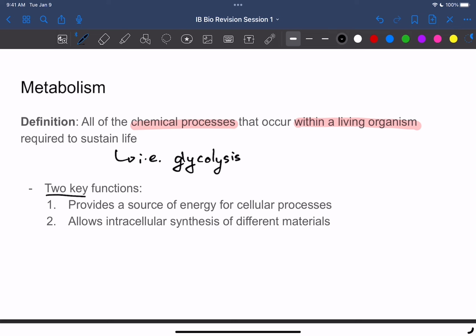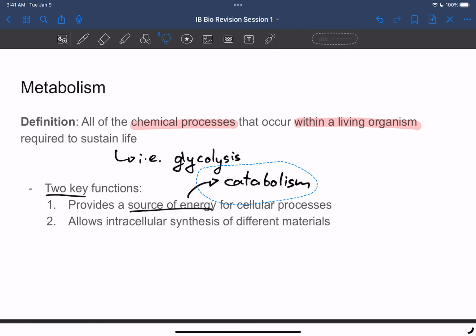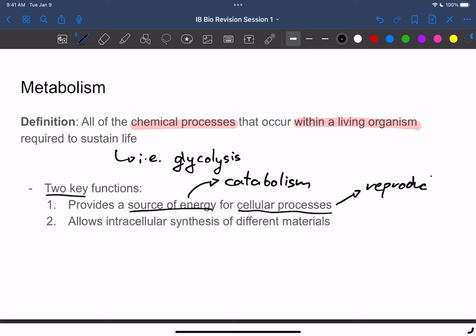And metabolism serves two key functions. The first one is to provide a source of energy for cellular processes, and this is called catabolism. We're going to get into these words in the next slide. But an example for this, like a cellular process, I'm going to put the arrow here. For cellular processes, this energy is really important, and an example of one is reproduction and growth. You need a lot of energy for these processes. So catabolism, which is a type of metabolism, gives you the energy required for this.